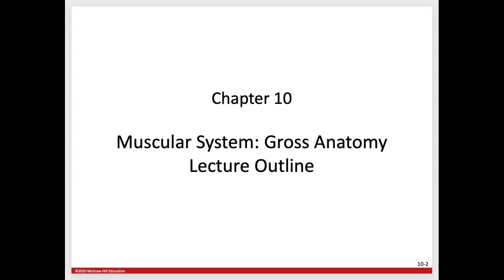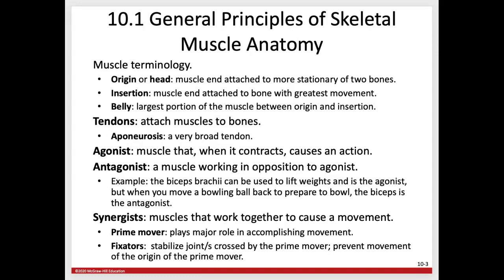Chapter 10, Part 1, Muscular System Gross Anatomy. So we're going to start with some terminology related to muscles.